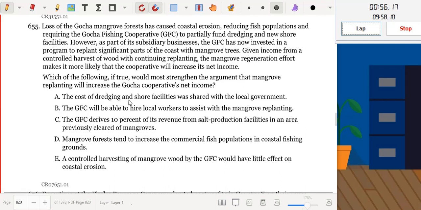Okay, A. The cost of dredging and shore facilities was shared with local government. The GFC will be able to hire local workers to assist the mangrove planting. The GFC derives 10% of the revenue from a salt production facility in an area previously cleared by mangroves. Mangrove forests tend to increase the commercial fish population in coastal fishing grounds. A controlled harvesting of mangrove root by GFC would have little effect on the coastal region.